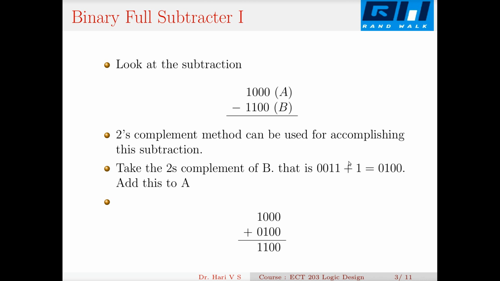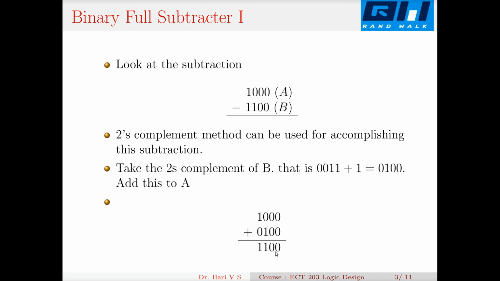Now I add this 2's complement to my original number A. So it becomes 1000 plus 0100. The sum is 1100. So here what I do is first I take the number A, take the 2's complement of the number B, then I use a 4-bit adder to make a sum. And here if you see, the carry is a 0. This 0 carry indicates that the number is a negative number. So the sign of this number is the inverted value of this carry.